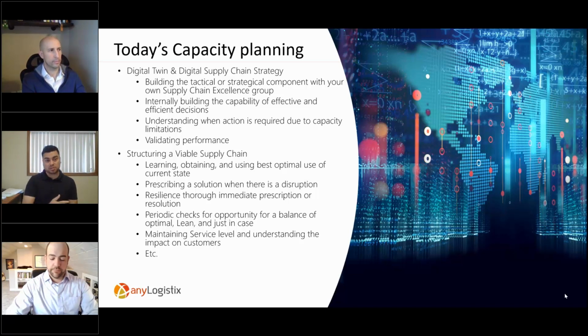Whether it's a disruption that triggered updates, or an event, or a weekly or daily perspective, companies are doing periodic changes or checks for opportunities to see if they can balance something that's optimal, lean, and just in case. This is where we get into being resilient as a supply chain, because you're adopting these changes immediately into the supply chain. So restructuring is becoming a very important part of supply chain.